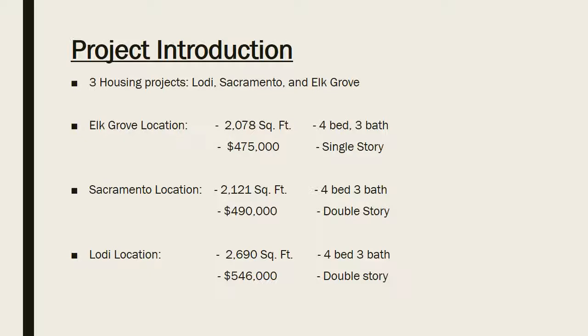So a little introduction on the projects that I was assigned to this summer. The first project was an Elk Grove housing location, and it was 2,078 square feet for this home. It was a 4-bed, 3-bath, $475,000, and it was a single-story home. The Sacramento house is 2,121 square feet, 4-bed, 3-bath, $490,000, and it was a double-story. And finally, the Lodi housing was 2,690 square feet, $546,000. This was also a 4-bed, 3-bath, and a double story.